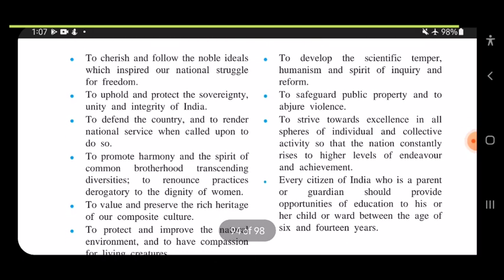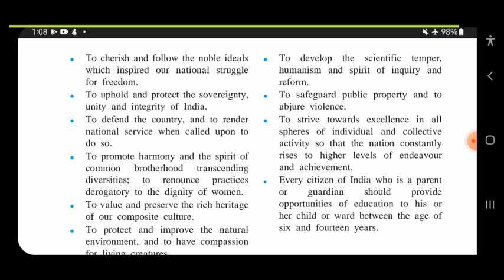Next, to develop the scientific temper, humanism, and spirit of inquiry and reform. Then also to safeguard public property and to abjure violence. Now, that is not our property, that means we should destroy? No, that's wrong. Also to stop violence, not to create fights between people. So, all these things have to be stopped. Then to strive towards excellence in all spheres of individual and collective activity so that the nation constantly rises to higher levels of endeavor and achievement.